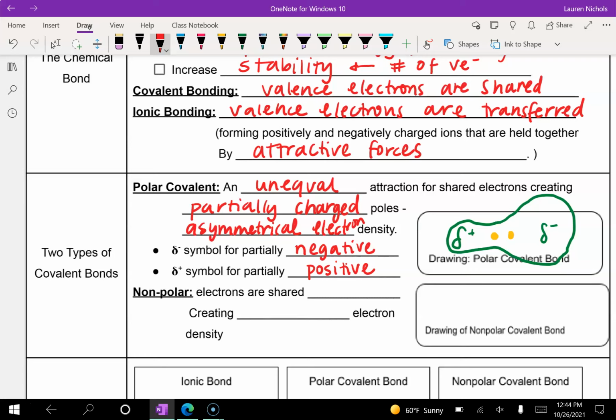Now, when you have a nonpolar covalent bond, this is when electrons are shared equally. And so when you do that, it creates a symmetrical electron density. So in this case, if you have the electrons that are being shared, then the electron density is equally distributed around them. So this is kind of what an electron density bond map would look like for those two types.